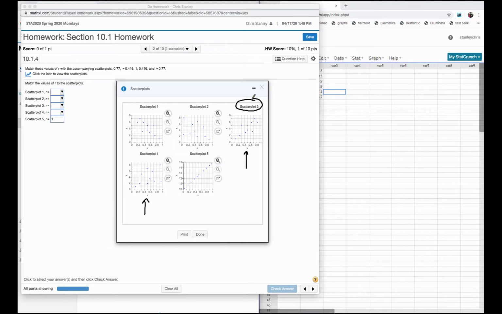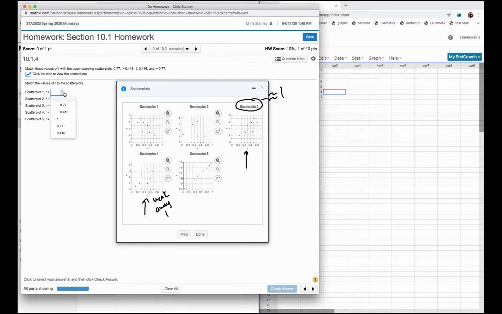Stronger, I would go with scatter plot 3. So scatter plot 3 is going to be closer to 1. Now this is trending upward, but it's weak, so it's going to be away from -1 more, closer to 0. So I'm picking a positive R, closer to 1.77, and that's scatter plot 3. So scatter plot 3 is stronger and positive. Scatter plot 4, it's positive, but it's really weak, so 0.41.